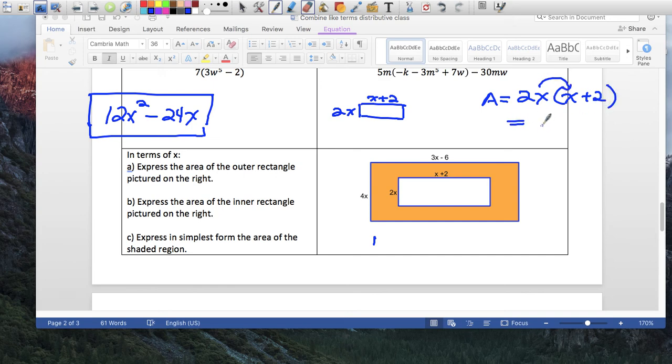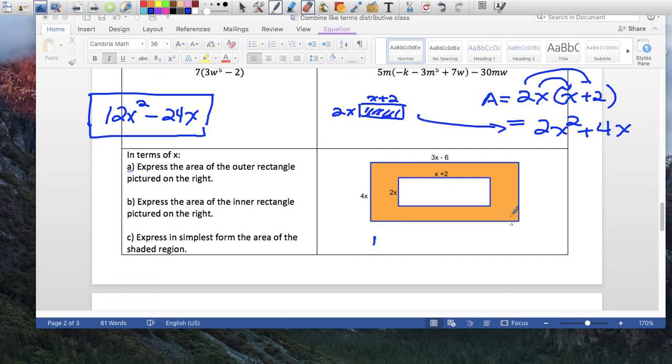I can apply the distributive property. 2x times x is 2x squared. Plus, I know both of them are positive, so it's going to be a plus. So 2x times 2 in the back here is going to be 4x. Right, so imagine now that the area of this rectangle is expressed by 2x squared plus 4x. So this area inside is this.